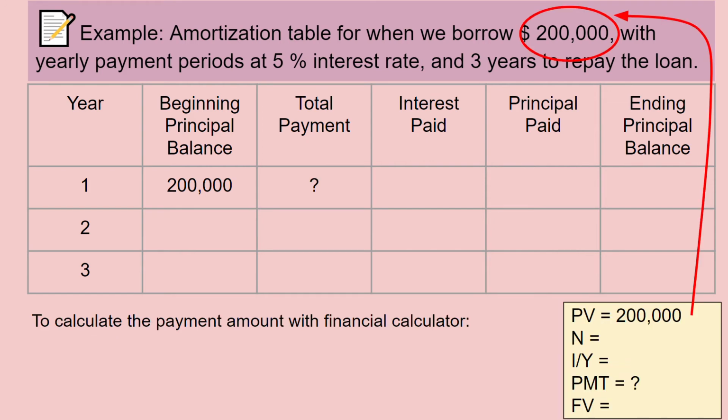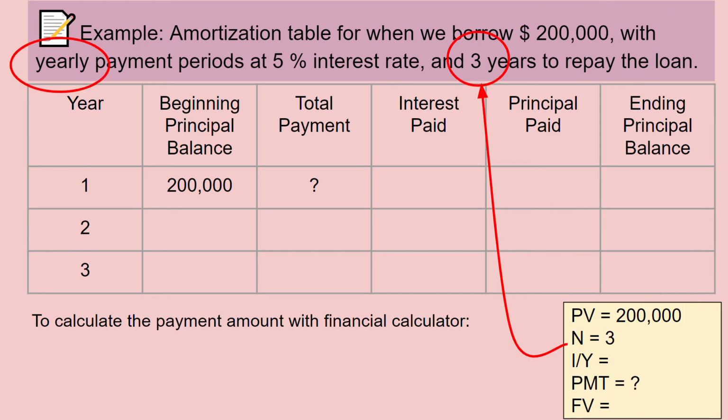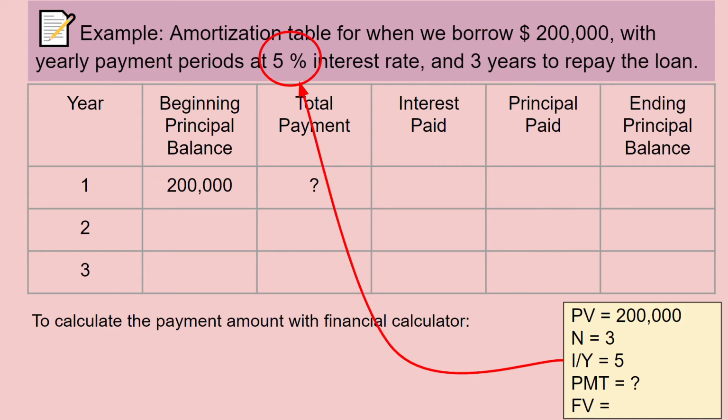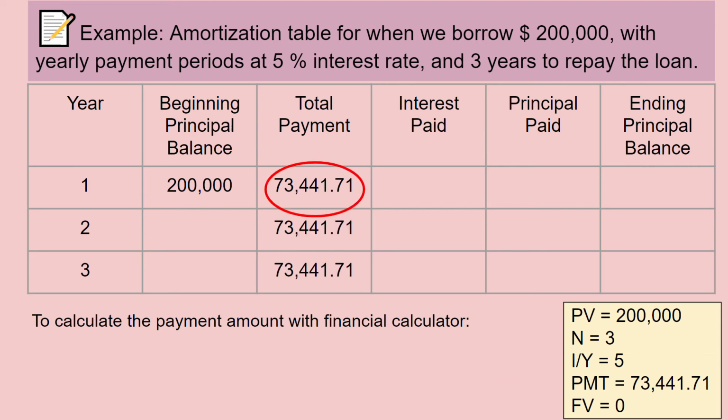For calculating total payment with a financial calculator, we solve for PMT. Our PV is $200,000. Our N is 3. We have to pay in 3 years, and the payments are yearly. Interest rate 5%, and our future value should be 0. And we solve for PMT, and we get this number, and enter it in the total payment column.